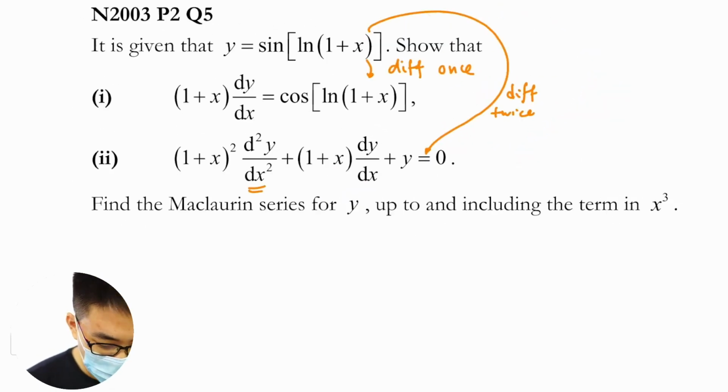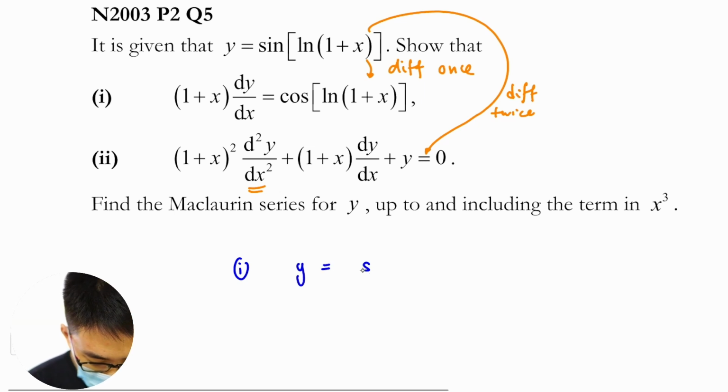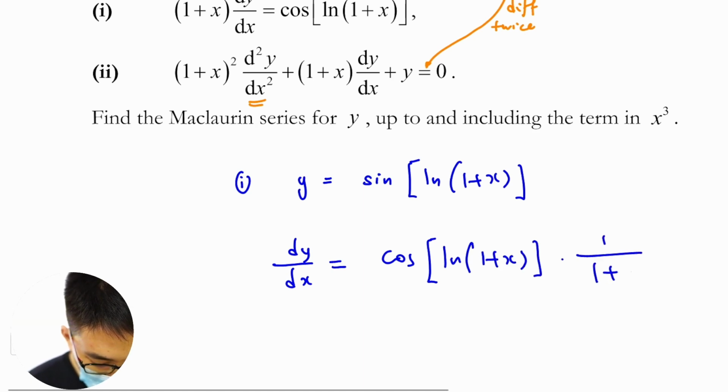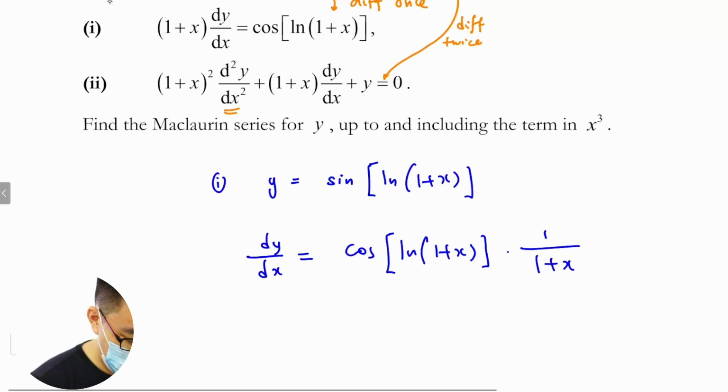so I'm going to differentiate once. I'm supposed to get the first part. So y goes to sine plus x dy dx. Okay, chain rule. Outer layer, inner layer. Differentiate this will be here.